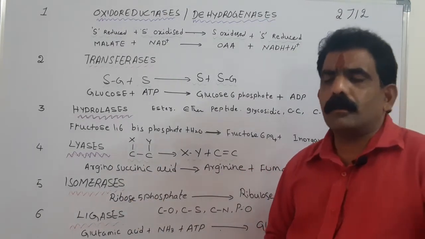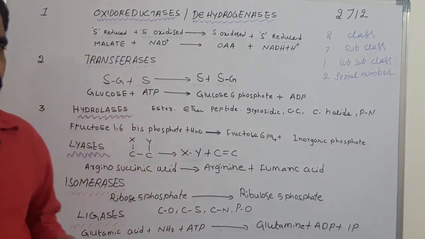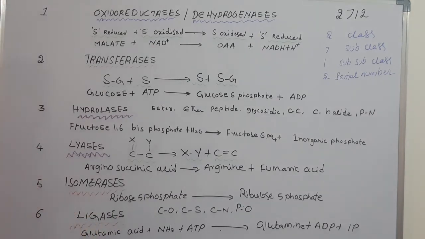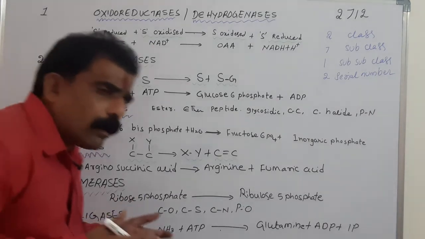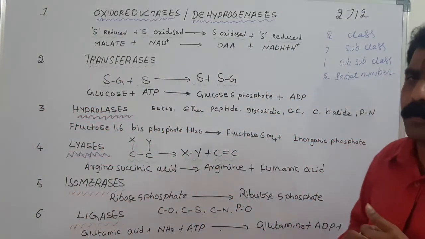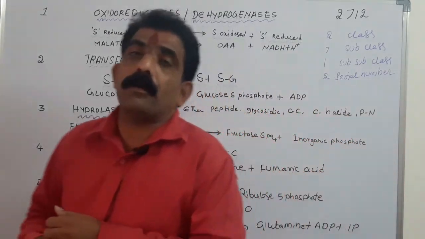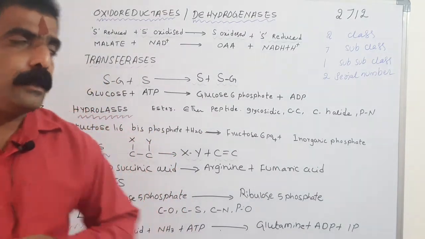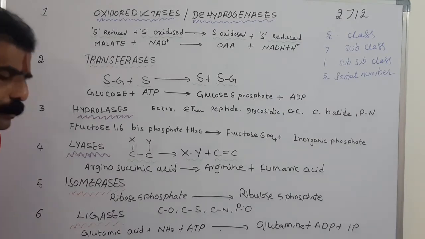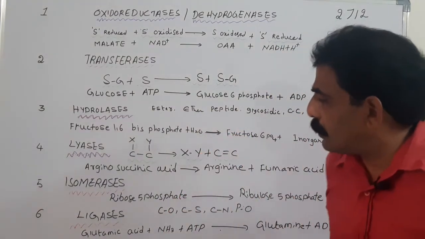Coming to the isomerases. Isomerases are the enzymes which catalyze isomerization. What is isomerization? Isomerization is a process through which atoms are rearranged within the same molecule. So rearrangement of atoms within the same molecule without changing the molecular weight is said to be isomerization. And the enzymes which catalyze the isomerization are called isomerases.